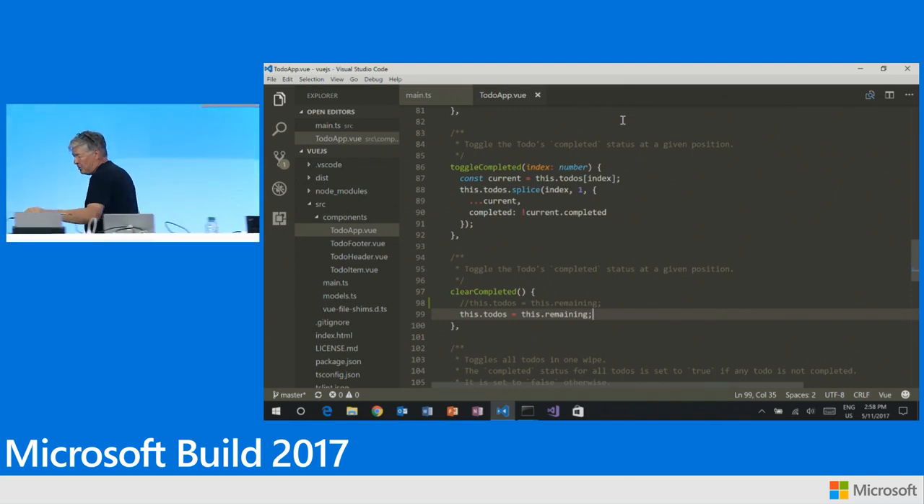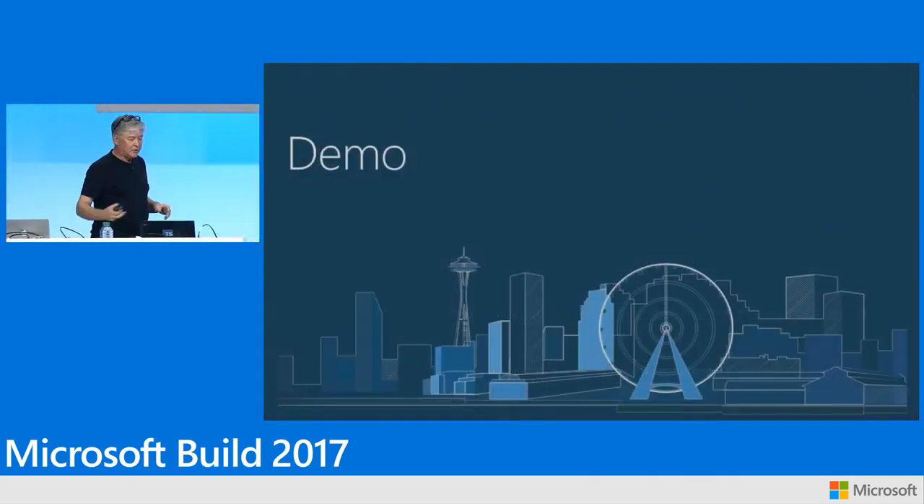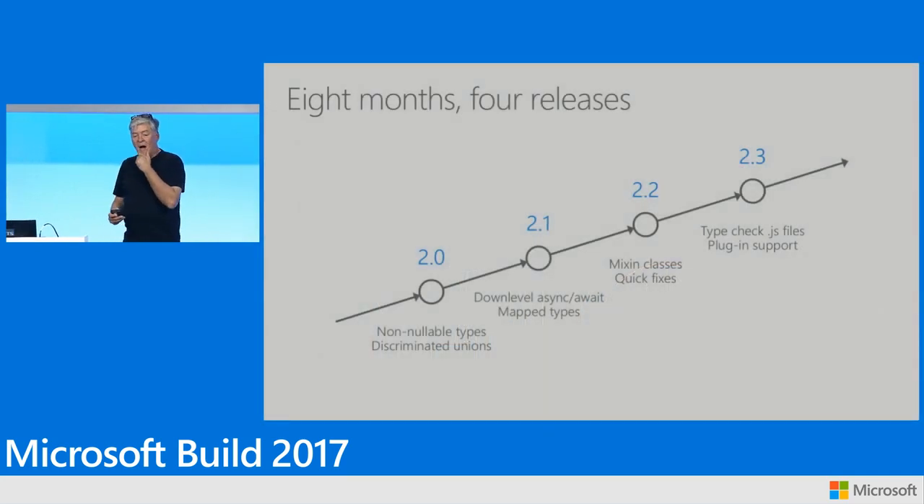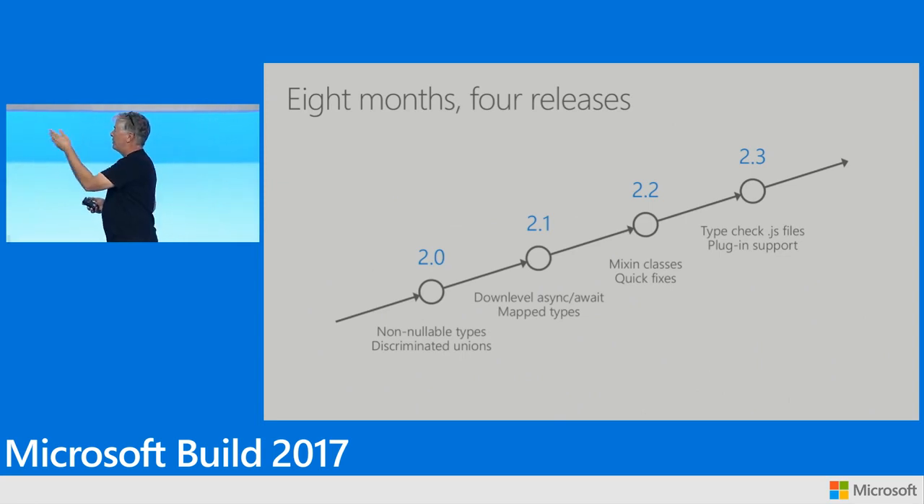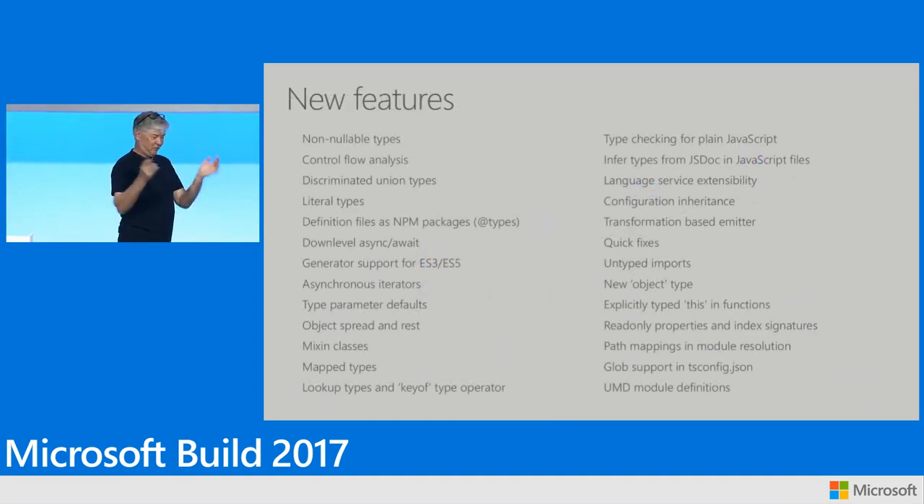Okay, let me go back to the slides quickly, and let's talk a little bit about our release cadence and how we go about developing TypeScript. So in the last 8 months, we have released 4 times: 2.0, 2.1, 2.2, 2.3. I've put up the 2 major features from each release here, but there were a lot of new features that happened. This is some of them, and then they didn't even fit on the slide.